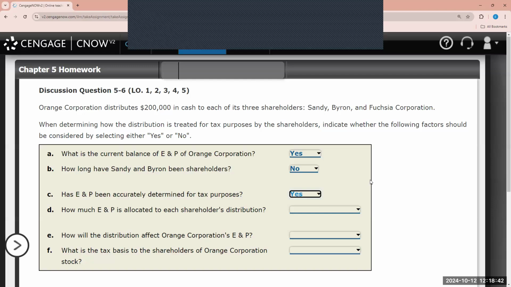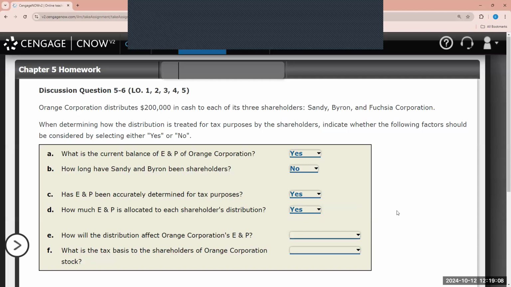Yes, this is definitely of importance because E&P fixes the upper limit on the amount of dividend income that the shareholders have to recognize as a result of the distribution by the corporation, so the accuracy is very important. D, how much E&P is allocated to each shareholder's distribution? Yes, this is also of importance.